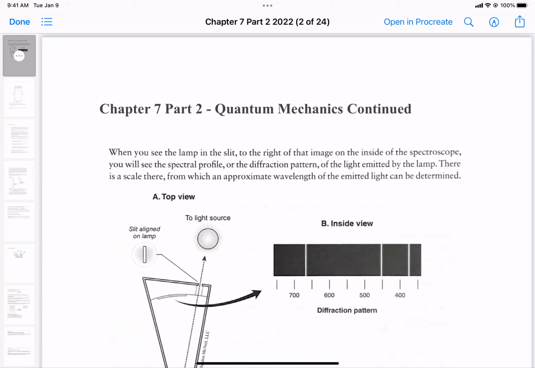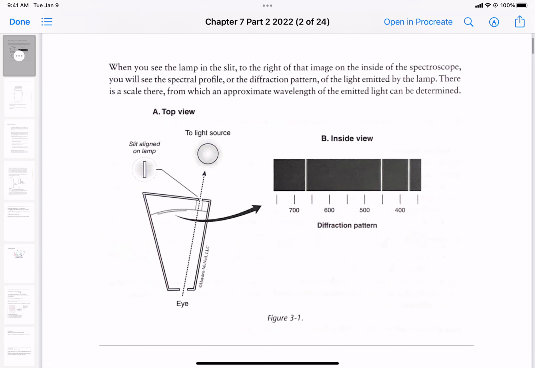Okay, so let's continue where we left off. Now, part 2 of quantum mechanics. I wanted to go over again, using the spectroscope here, the line spectra of atoms. If we point the light source at a slit, we're going to see a diffraction pattern, and that's going to produce some colors here.